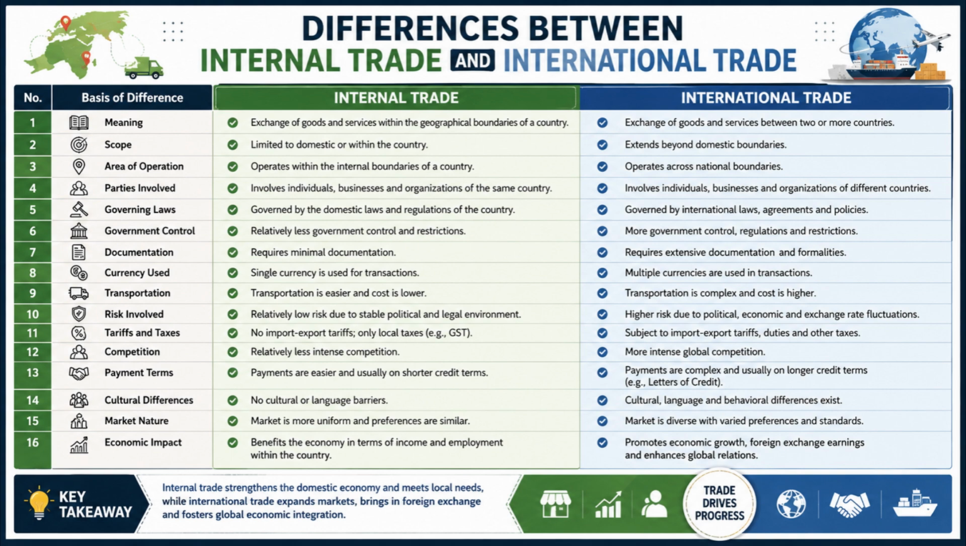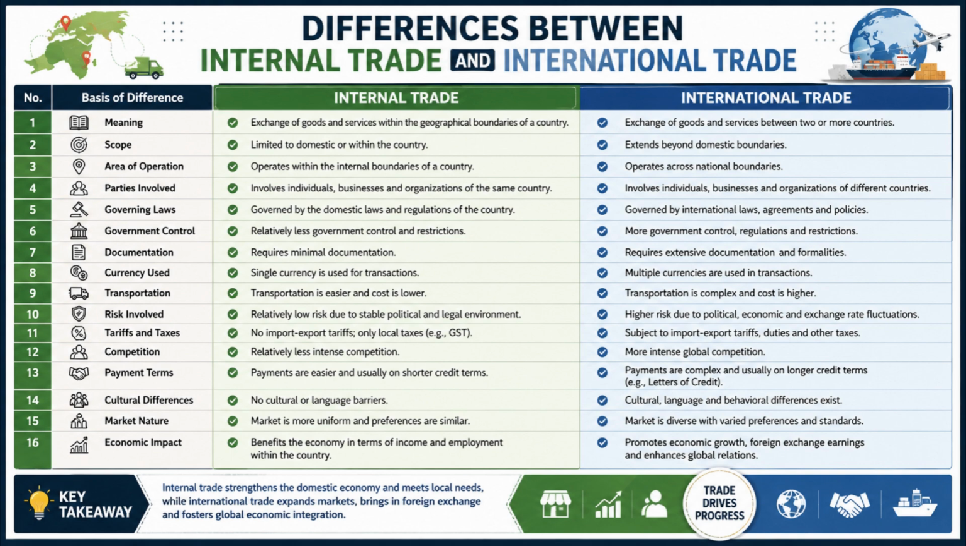Number 3. Internal trade operates within the internal boundaries of a nation, whereas international trade operates across national borders. Number 4. Internal trade involves buyers and sellers from the same country, whereas international trade involves parties from different countries. Number 5. Internal trade is governed by domestic laws and regulations, whereas international trade is governed by international trade agreements, treaties, and foreign trade policies.